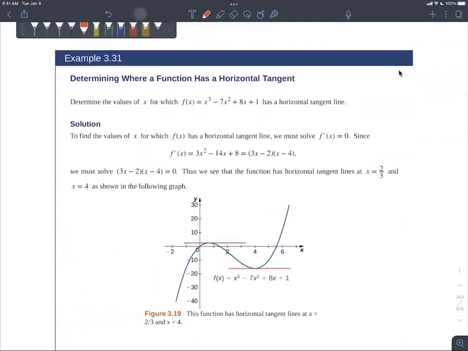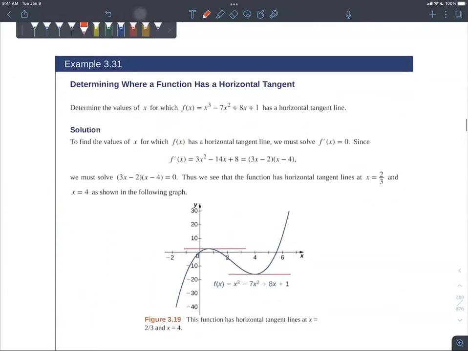All right, so example 3.31. What else can we do with these differentiation rules? Well, can we determine the values of x for which f of x equals x cubed minus 7x squared plus 8x plus 1 has a horizontal tangent line? So where does a function have a horizontal tangent line?